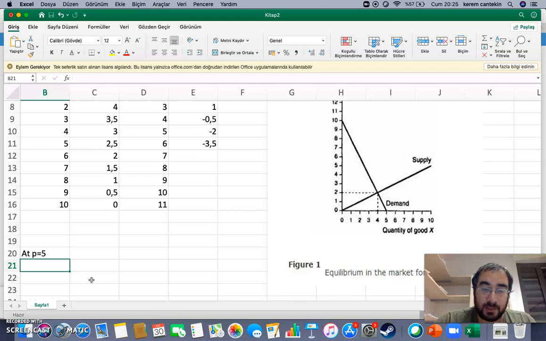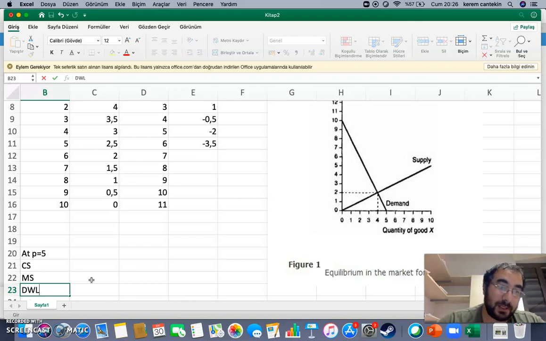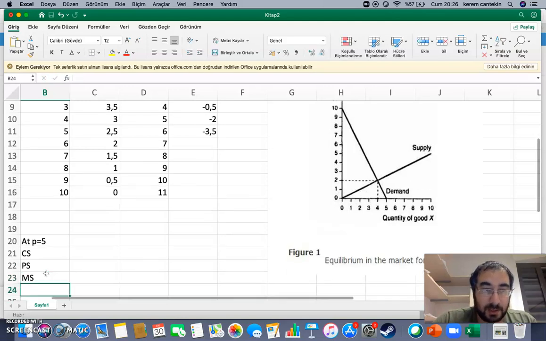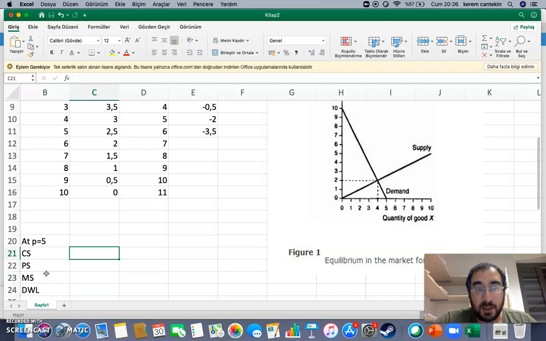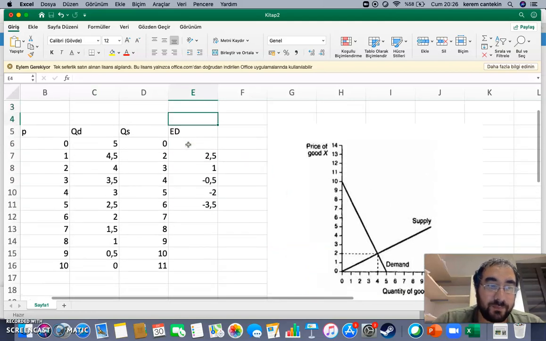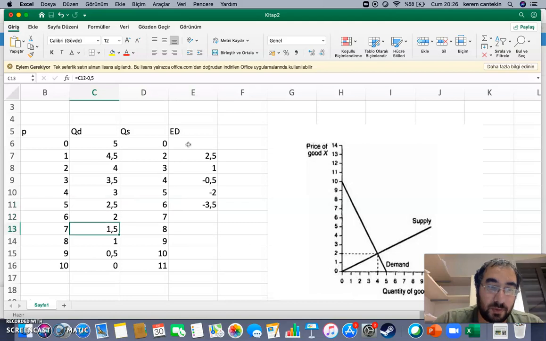So we will just calculate the consumer surplus, producer surplus, market surplus, and the deadweight loss at the price 5. So this is PS, this is MS, and this is DWL. For the consumer surplus, at the price 5, we should find how much the consumers or buyers will demand. Since buyers will set the limit, you have an excess supply in this case. At price 5, the quantity demanded is 2.5.